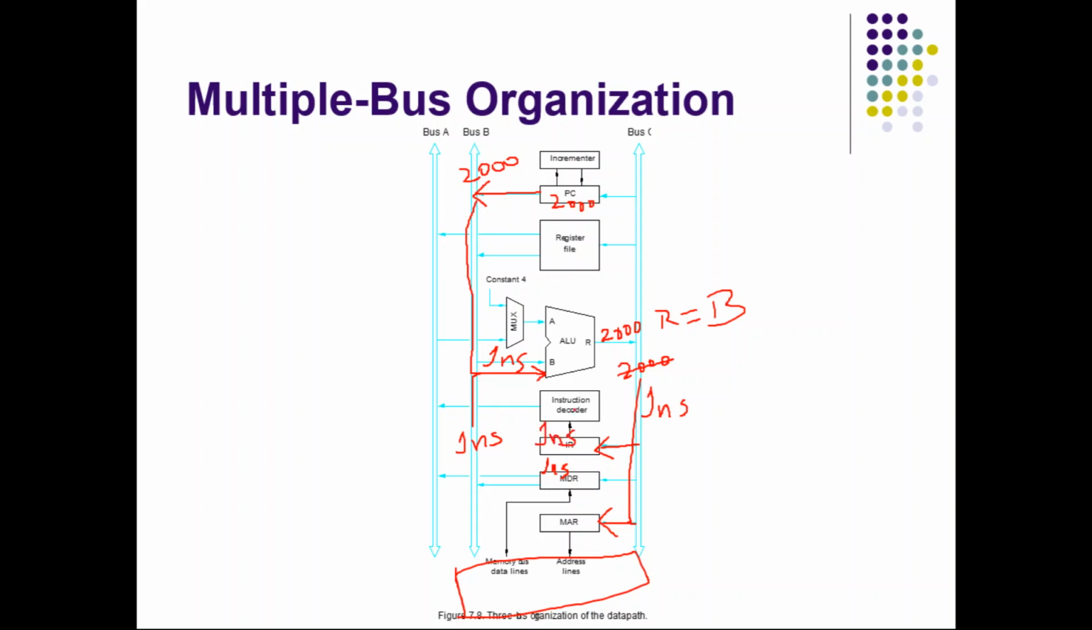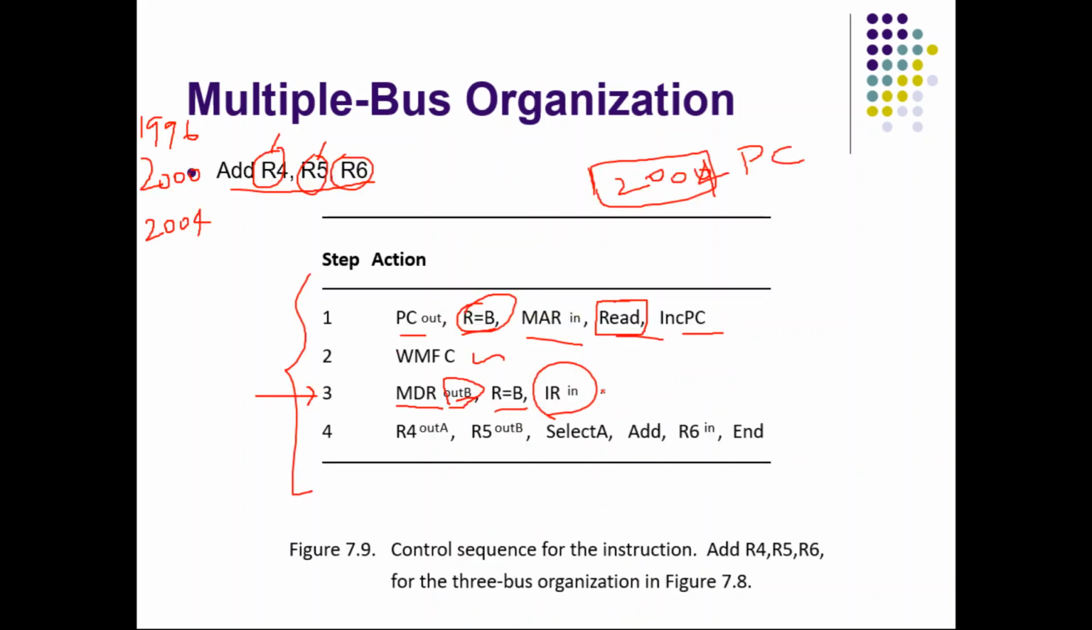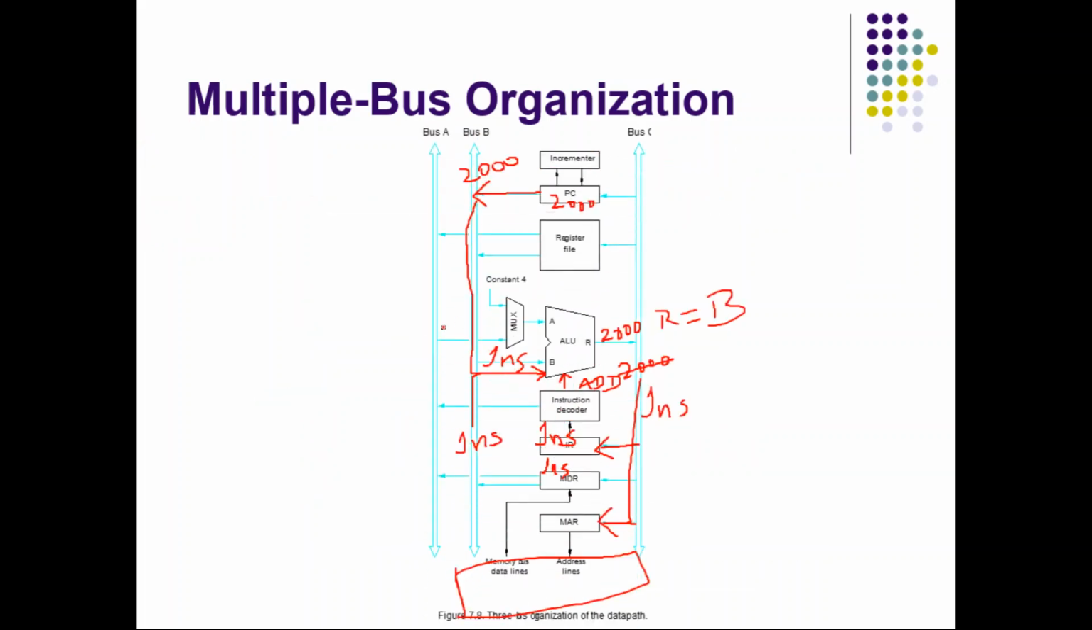So it will decode, and it will understand that it is an add operation, and what the registers involved are, everything will be understood, and it will generate an add signal to the ALU. Now how many registers are involved? 3 registers, R4, R5 and R6. Add R4 and R5 and store the result in R6. So we are saying R4 out A, R5 out B. R4 out A means whatever the content in R4, that will be moved to bus A.